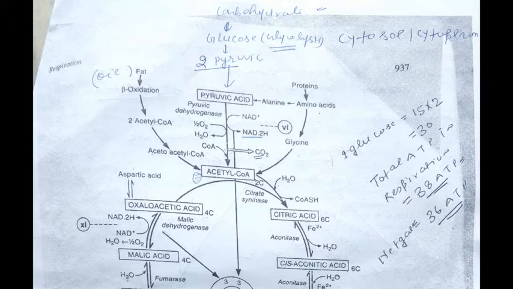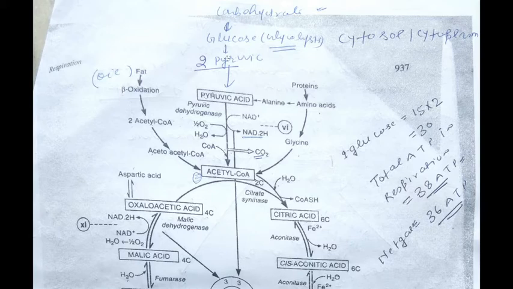Today we are going to discuss the Krebs cycle. Glycolysis and the Krebs cycle both are used for energy production in living organisms. In the previous lecture we discussed glycolysis. What is the end product of glycolysis? It's pyruvic acid. By the metabolism of one molecule of carbohydrate, it produces 2 pyruvic acid.